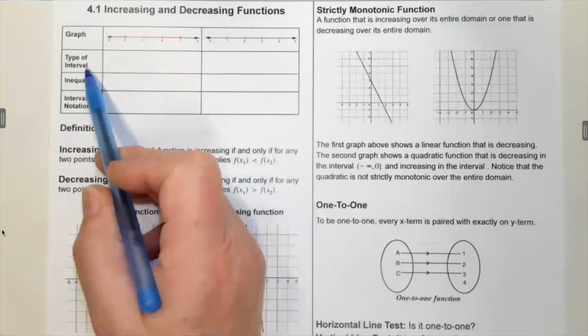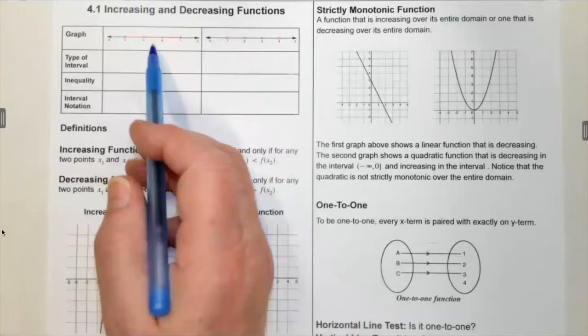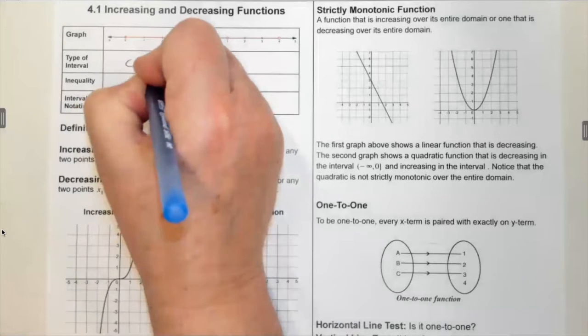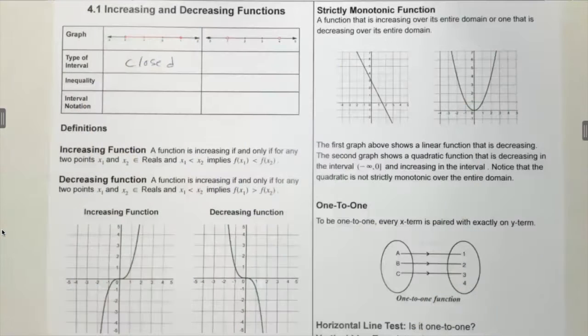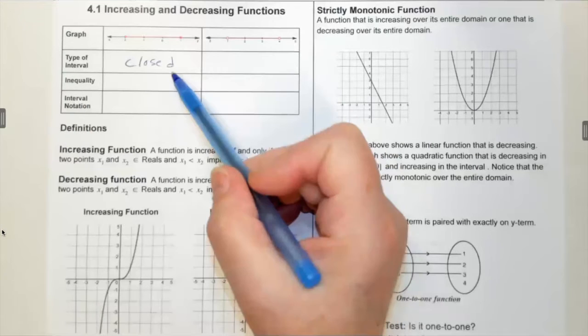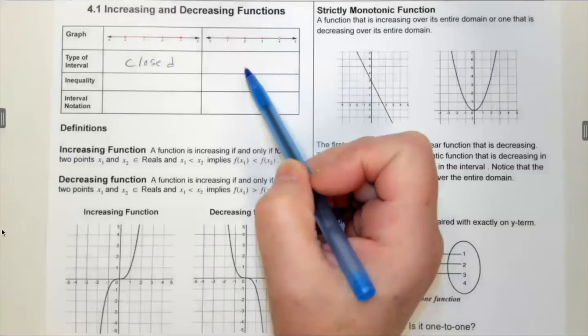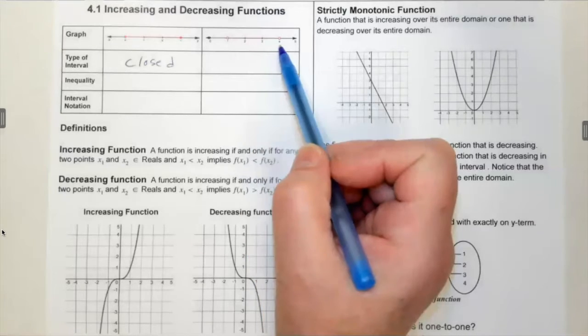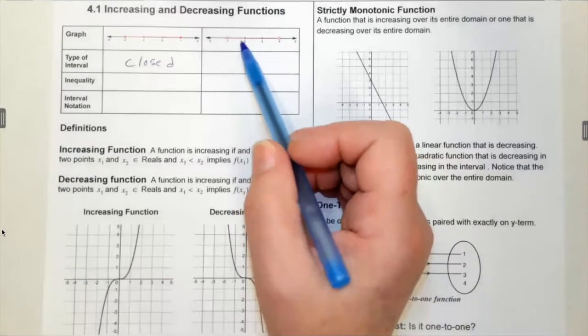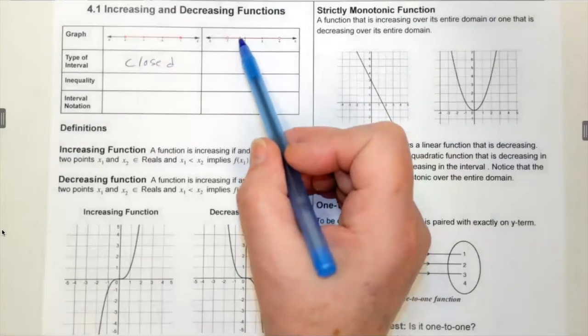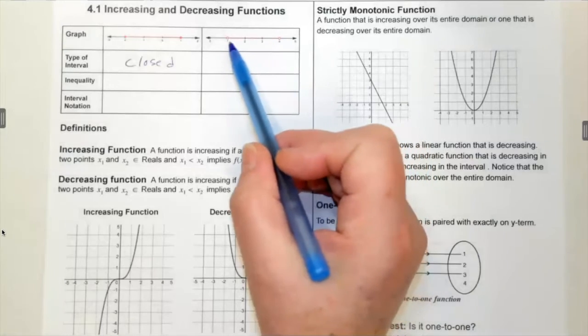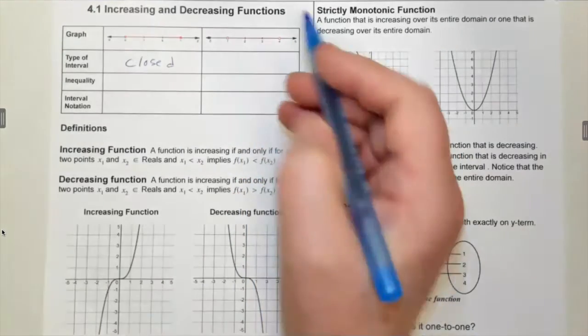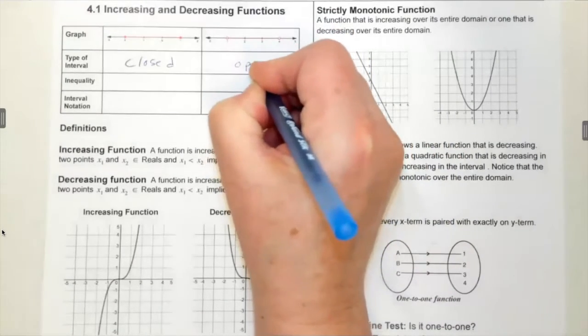The type of interval for this graph would be a closed interval because of the circles. And then over here, we see that we have open circles at 1 and 4. It's going to be every number after 1 and before 4. The open circles do not include 1 and 4. This would be an open interval.